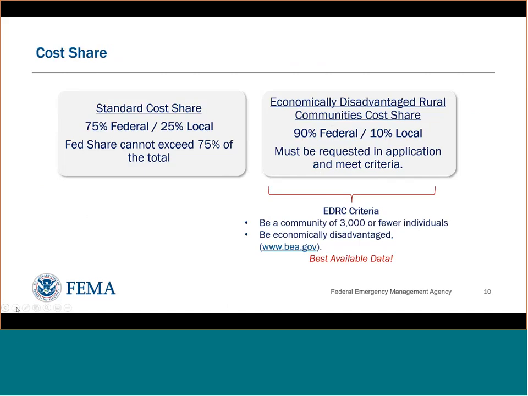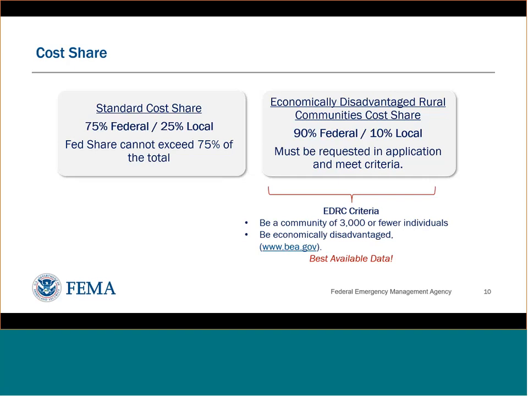All right, so there is a cost share in our programs. On the left side here, you're going to see our standard cost share. That's 75% federal, 25% local. That federal share cannot exceed 75%, and that's really important. It can't be 76%, it can't be 77%, it can't be more than that 75%. And on the right of your screen, you're going to see the Economically Disadvantaged Rural Communities Cost Share, or EDRC. If you're familiar with the Small and Impoverished Cost Share, that is actually the same thing. The title has just been updated. It is 90% federal and 10% local.